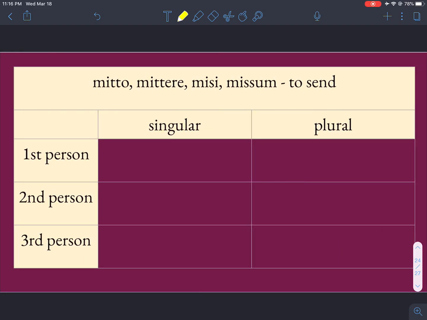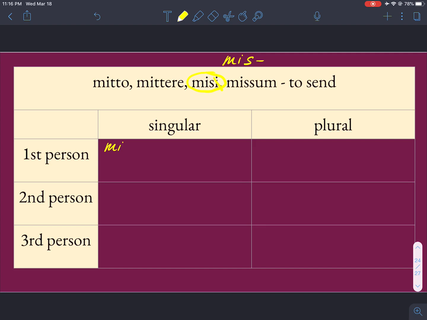Number 3, same deal. Know your principal parts. Okay, because the third principal part is a little funny looking. All right, so mitto, mittere, misi. Drop the I. Your stem is M-I-S. Just kidding, that's Mississippi, that's a state. Okay, so M-I-S is your stem. All right, so let's go through and we'll add our endings.